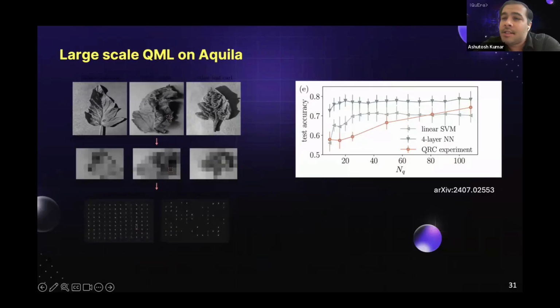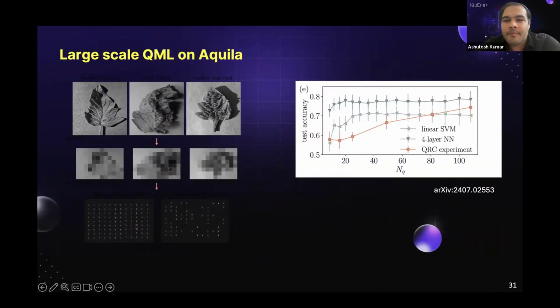This was one of the largest scale QML experiments done so far. Actually, I would say the largest successful QML experiment, because Google also did something with 40 qubits, but here they made use of 108 qubits. They mostly used this leaf disease data from that repo, and used it to classify whether the leaves are healthy or diseased.